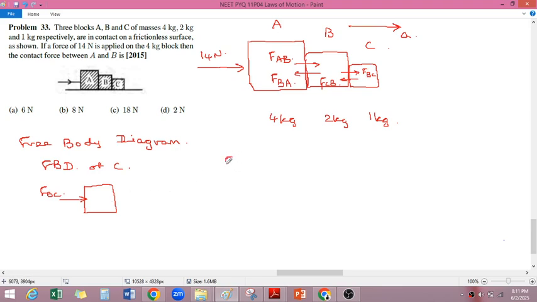If you take the free body diagram for B, then if there was some friction here, I would have added friction also. If this is moving this way, I would have added friction here. So somebody is pushing this way, and we called it F from A to B. Somebody is pushing this way, we called it F of C to B. That's all, no other force acting on B. Free body diagram for A.